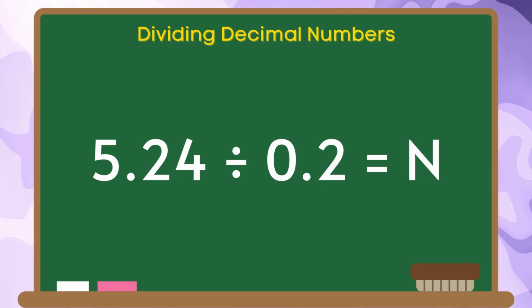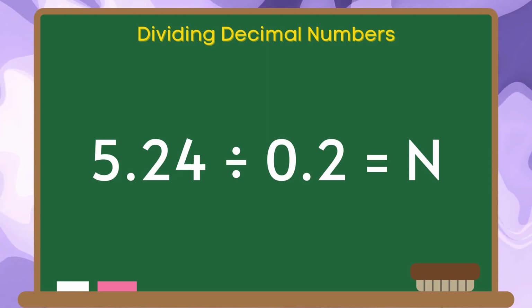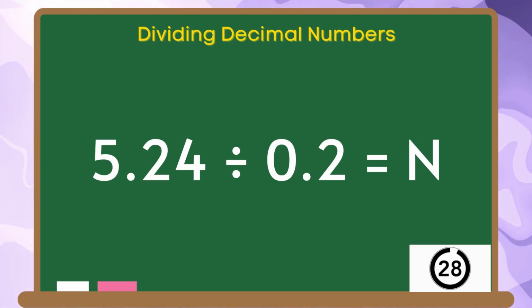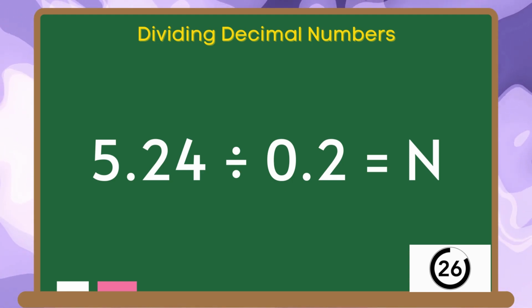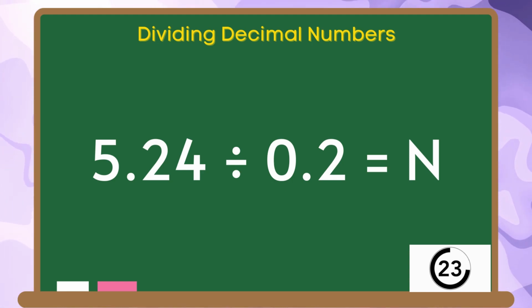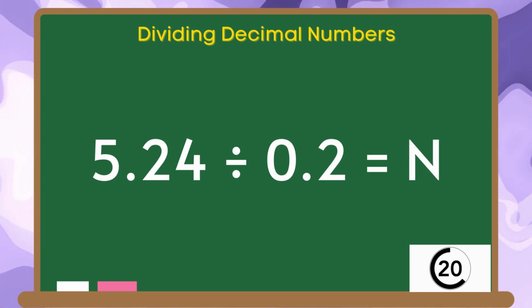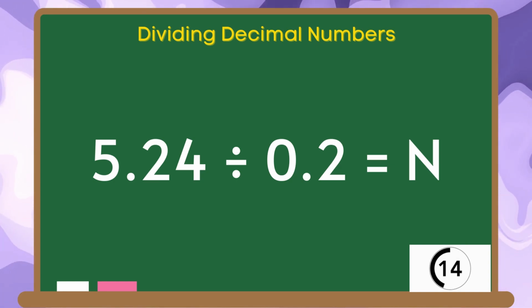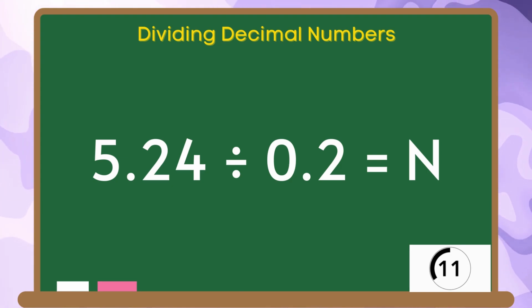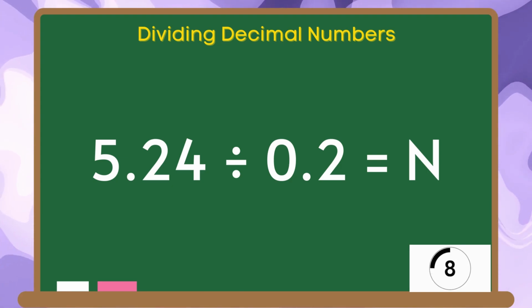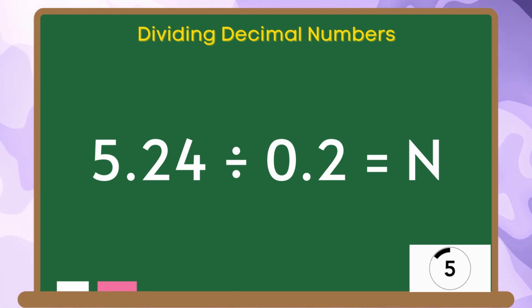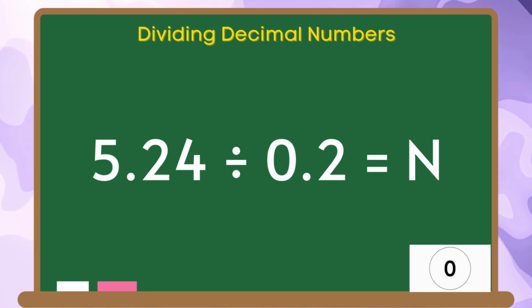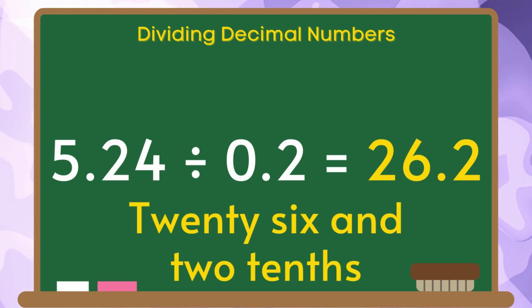For the next item, get the quotient of 5 and 24 hundredths and 2/10. The correct answer is 26 and 2/10.